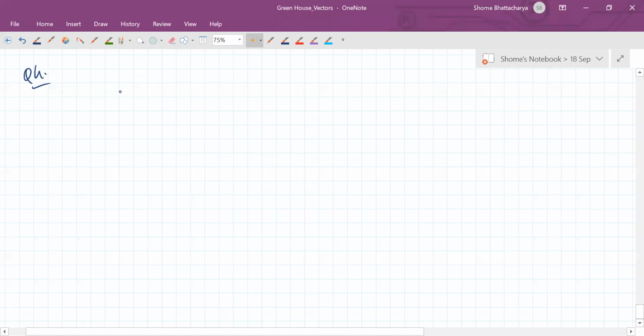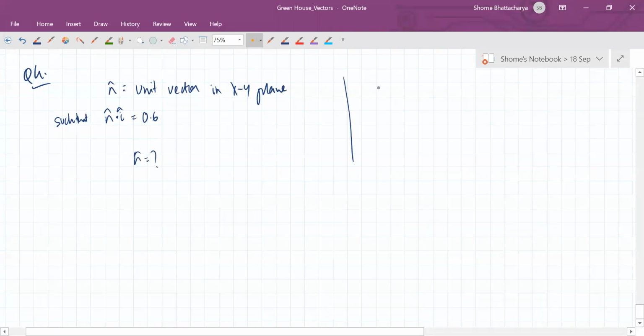So it is saying that n cap is a unit vector in the xy plane. Okay. And then it's also saying that n cap dot i cap is 0.6. Then we have to find the unit vector. Okay. So it's very simple. Just try it like the question we did just now. Suppose n cap is this.